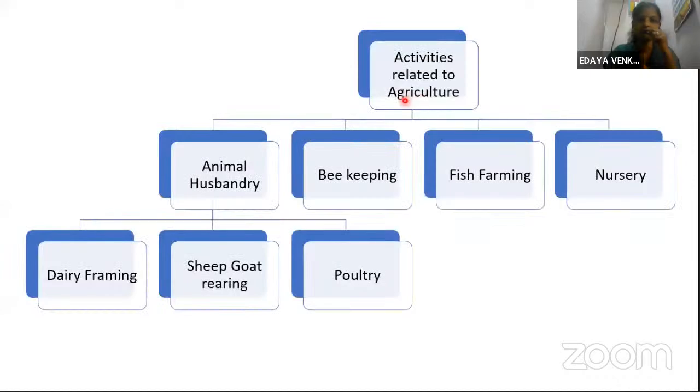So what are the allied activities related to agriculture? First, animal husbandry. Animal husbandry can be divided into three parts. That is dairy farming: we rear cows and buffaloes to get milk and milk products, that is known as dairy farming. Sheep and goat rearing: we rear sheep and goats for meat and wool. And poultry: we rear hens to get eggs. Second one is beekeeping. We rear bees, fish farming to get fish, and nursery means to grow small plants.